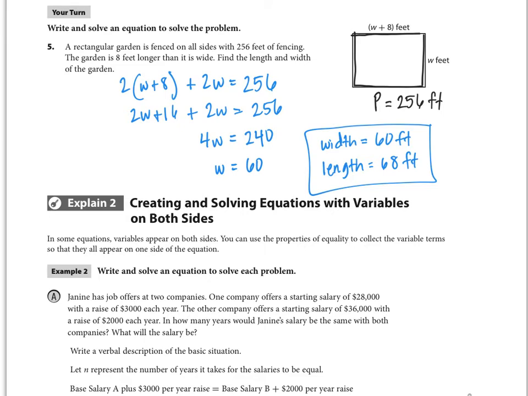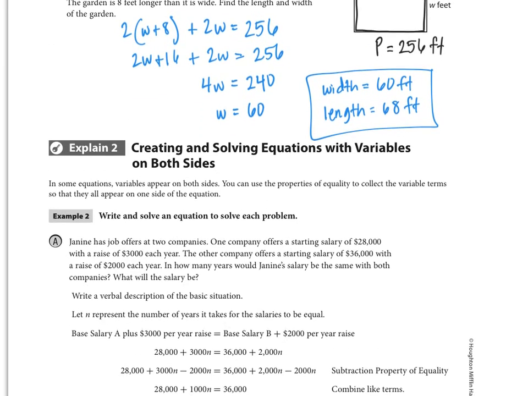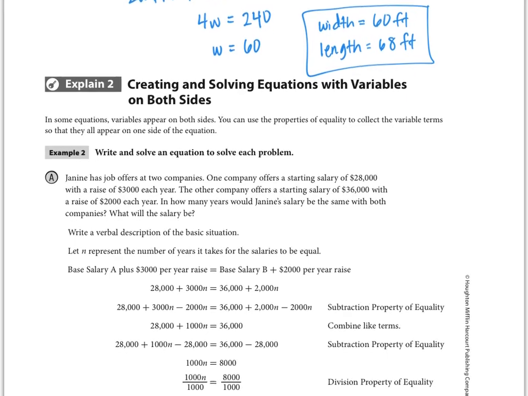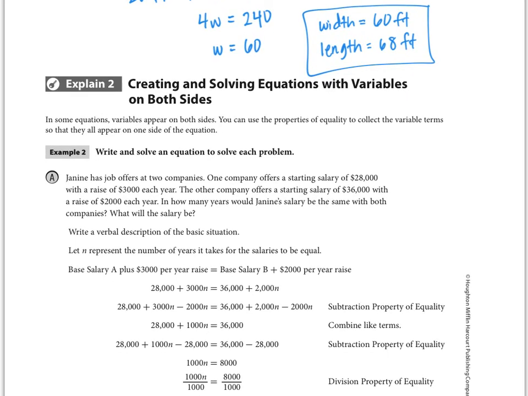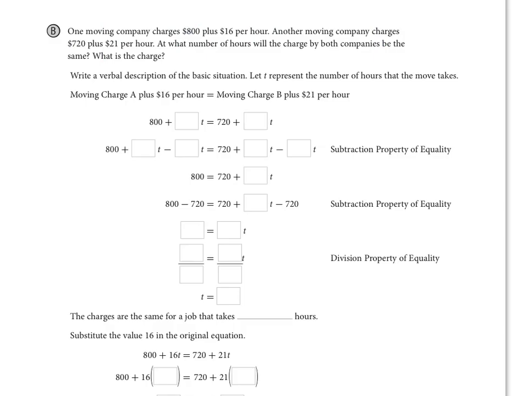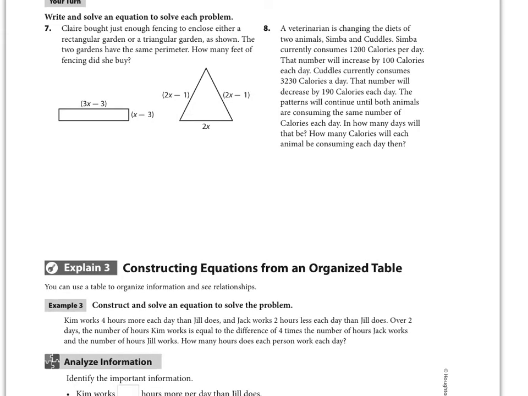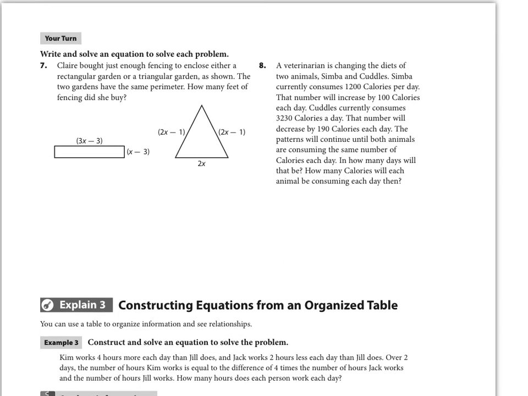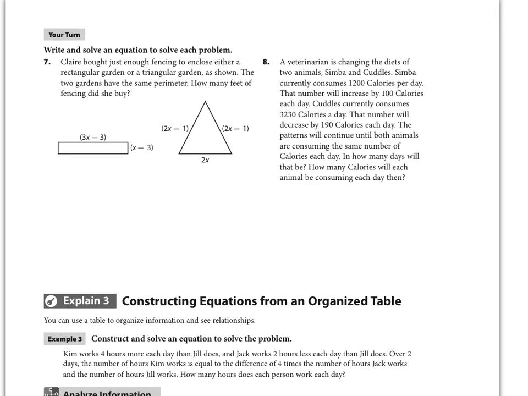Okay, our next type of example is to try to create an equation where the variables are going to be on both sides of the equal sign. Okay, so let's take a look. Let's actually go to the your turns on this page. Do number 7 and 8.